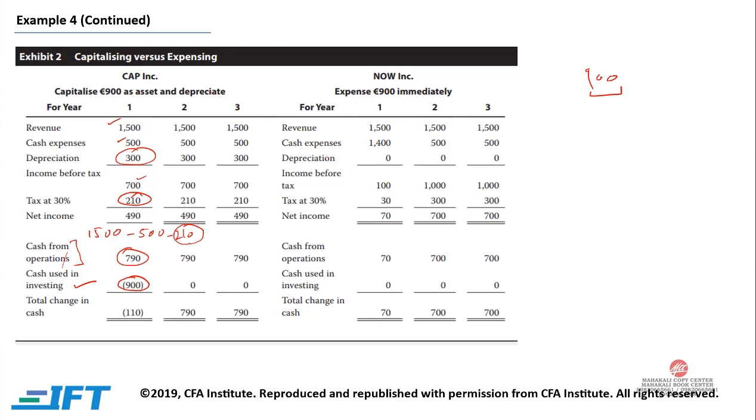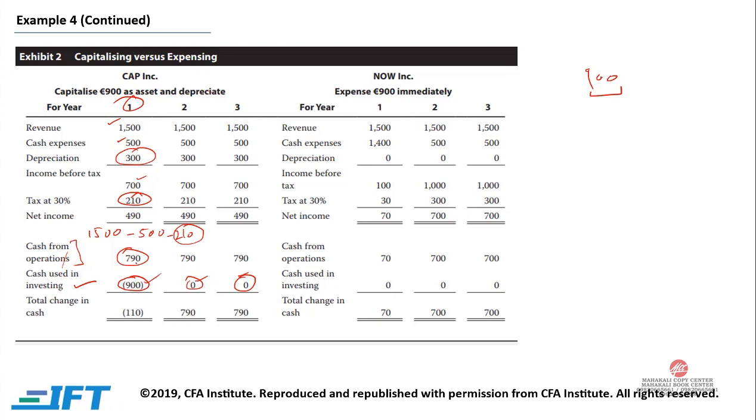210 is your taxes, so we get 790 again. And interestingly, this amount is 0 over here. Why is this amount 0? Because we are not buying any equipment at this point. We bought equipment at the end of year 1, so that's why it is coming at year 1.